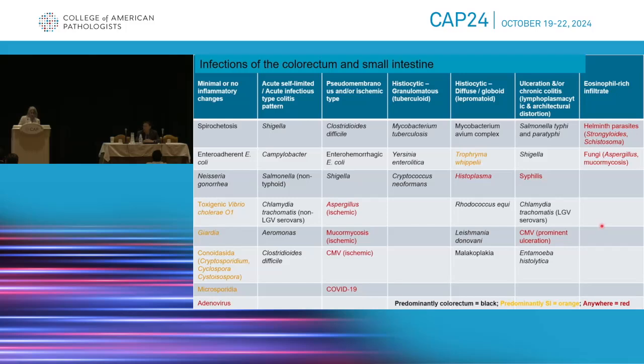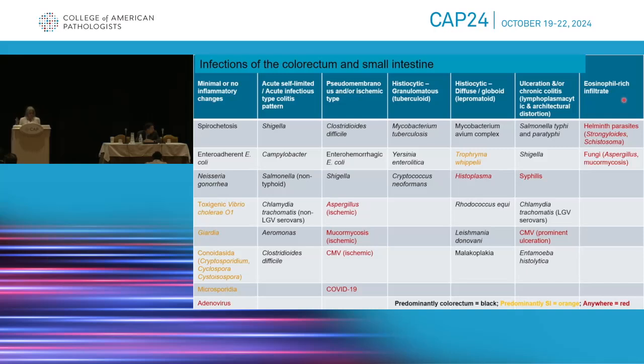And when we think about the pattern of inflammation that we can see generated by these infections that involve the GI tract, you can see there's a wide breadth of inflammatory patterns that involve the colorectum and small intestine. So you can appreciate here on the left side, these can range all the way from minimal or no inflammatory changes for something like intestinal spirochetosis or giardia or adenovirus, in addition to a number of other organisms, all the way to things that are really striking and jump out at you, like eosinophil-rich inflammatory infiltrate.